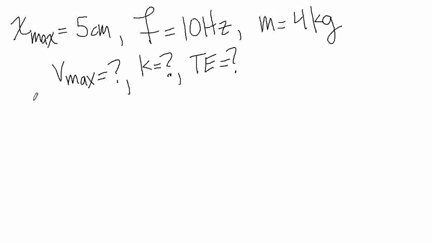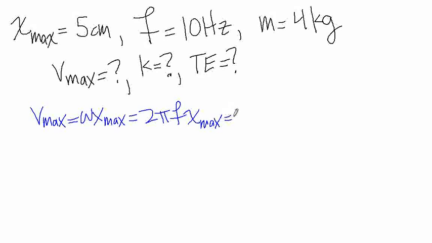So the v max is equal to omega times x max. That's equal to 2 pi times the frequency times x max, which is equal to 2 pi times 10 times 5 centimeters. And let me convert to meters. That was a trap. So 0.05 meters. And now let's simplify that. So let's see. 2 times 10 is 20.